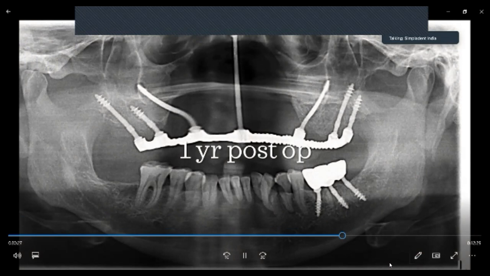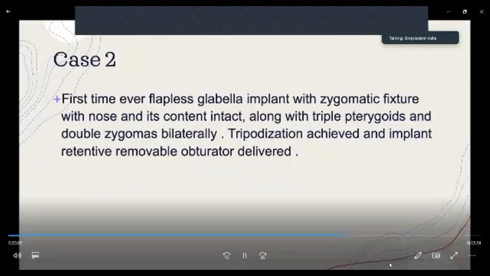So that was the case, and at 1 year post-op, the article already got posted. Now 2 years post-op is already done. Okay. Case two: as you see, in the first case a rhinectomy was also done. But here, in case two, the nasal cavity was intact, the intact nose was there.